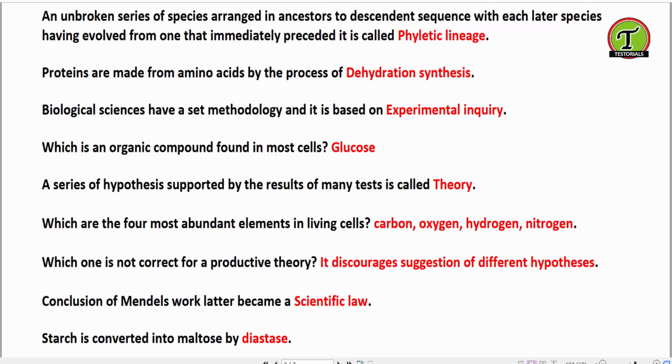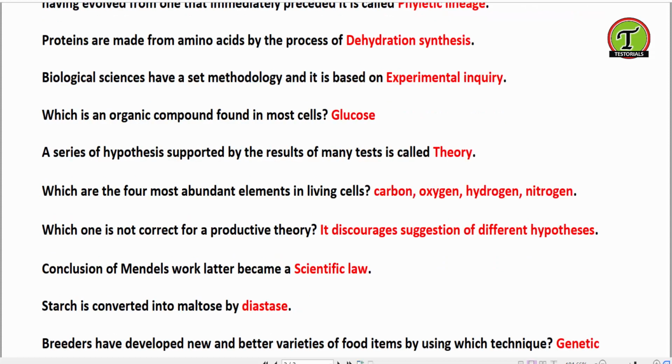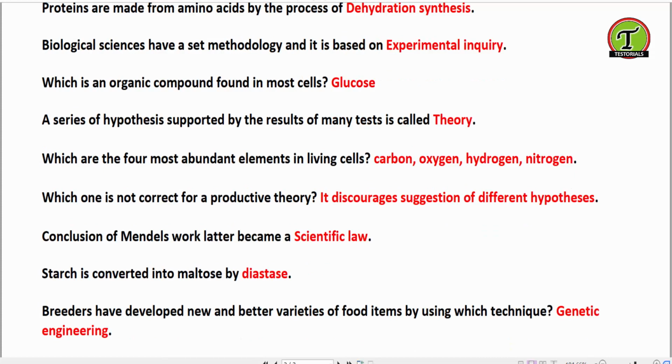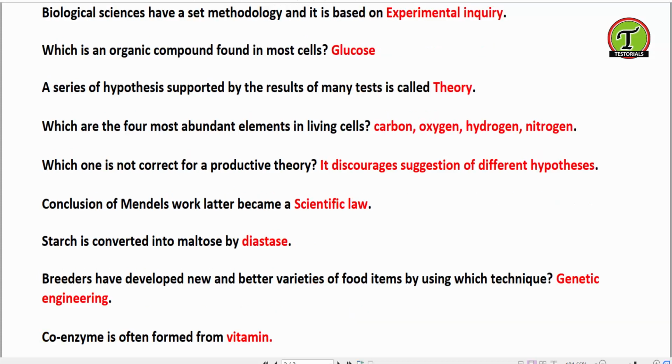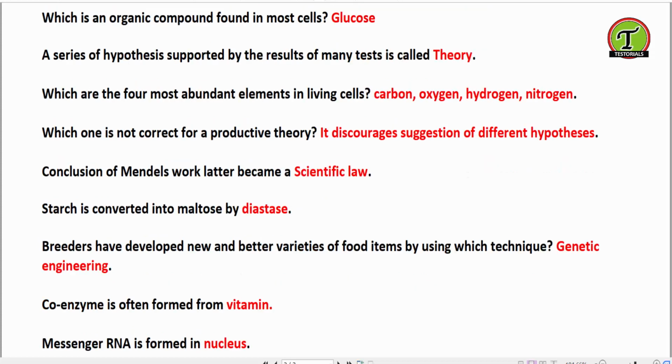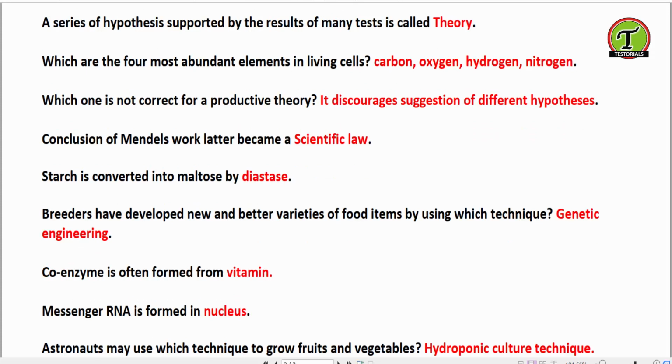Which is an organic compound found in most cells? Glucose. A series of hypotheses supported by the results of many tests is called theory. Which are the four most abundant elements in living cells? Carbon, oxygen, hydrogen, nitrogen. Which one is not correct? For a productive theory, it discourages suggestion of different hypotheses. Conclusion of Mendel's work later became a scientific law.